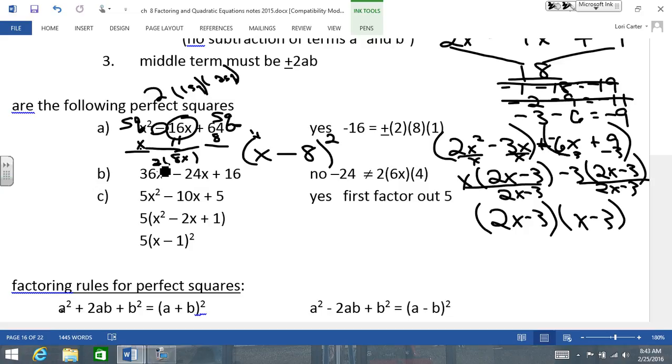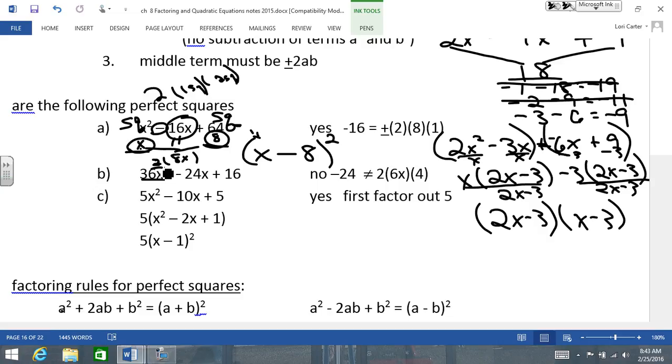Is this a perfect square? Yes. When you're trying to get the middle, what do you add? You take the thing times the thing, doubled. First times last times 2.